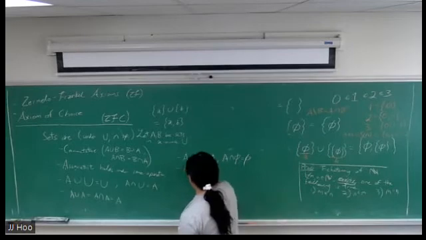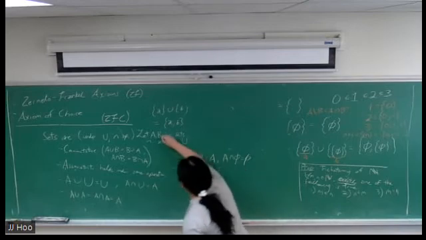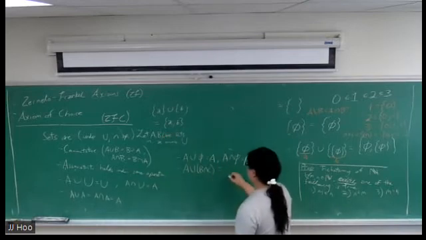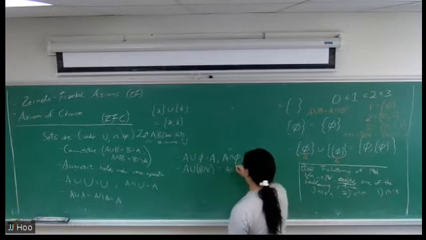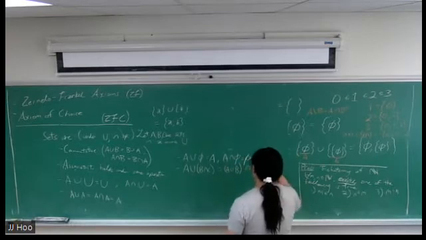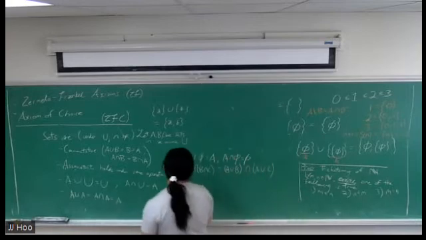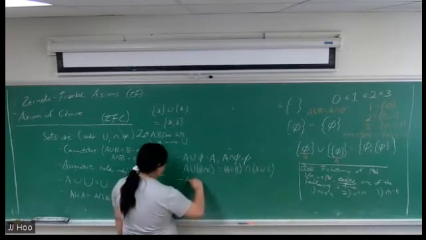And then maybe we can talk about distributive laws. So this is maybe A union B intersect C. You have the same thing for these going the other way.